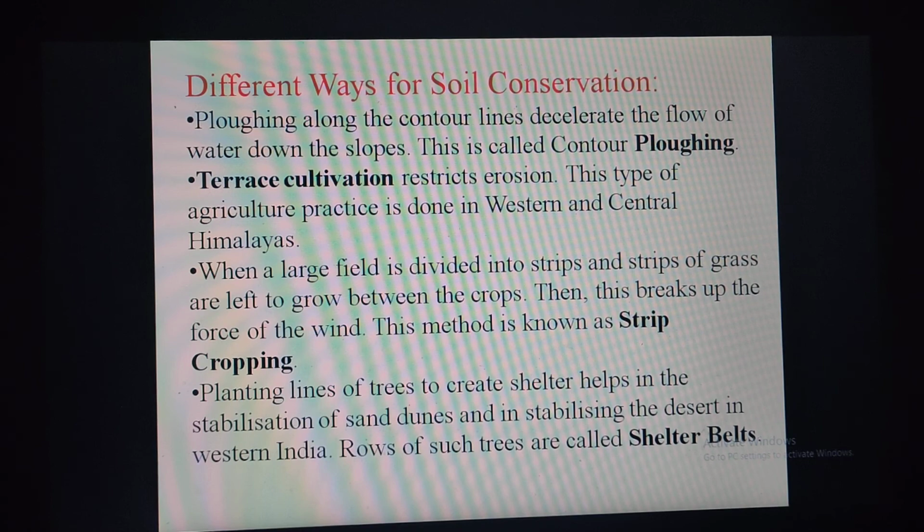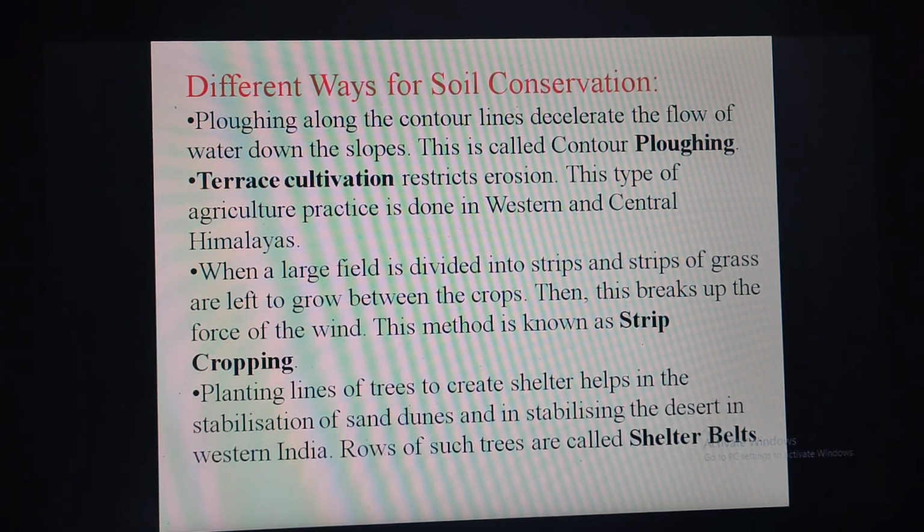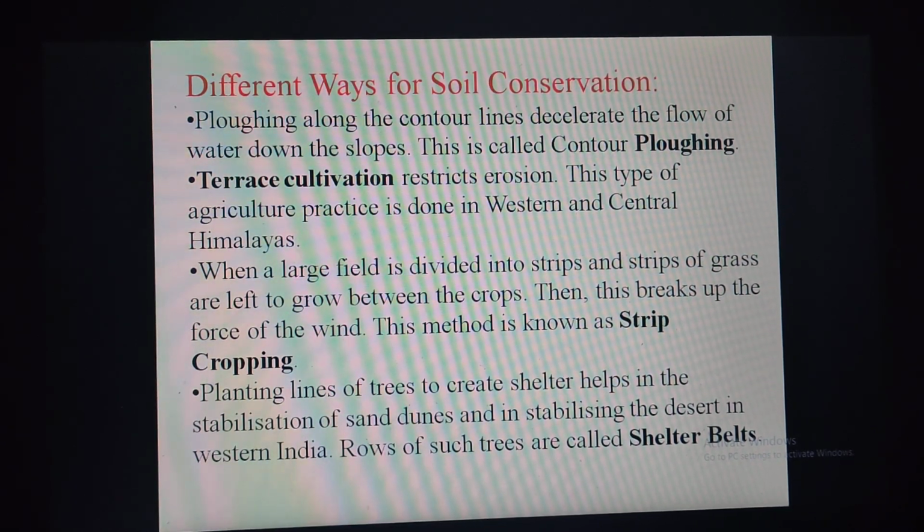Lines of trees to create shelter help in the stabilization of sand dunes and in checking the spread of the desert in western India. Rows of such trees are called shelter belts.